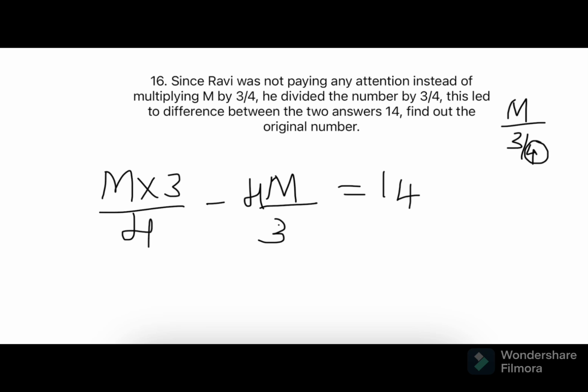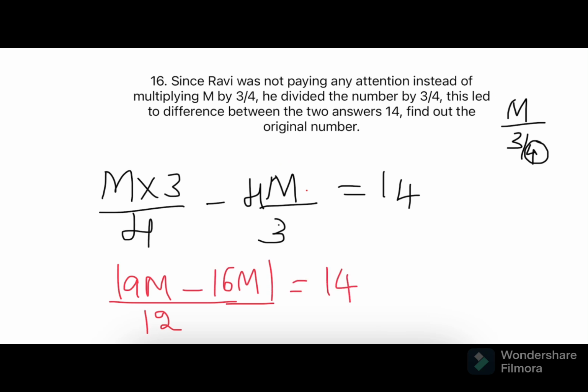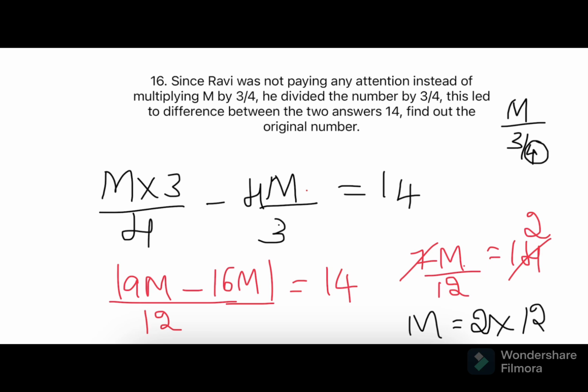What we will do, we will take the LCM of 4 and 3, which is equal to 12. So when we take LCM, this becomes 9m minus, here 4 would be there, so 16m. I'll take modulus because this is the bigger number, right? This is equal to 14. So 7m divided by 12 is equal to 14. So I can cancel this out. m is equal to 2 into 12, which is equal to 24.